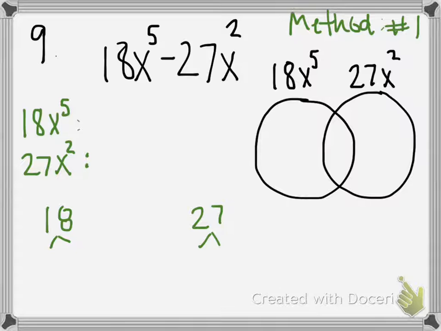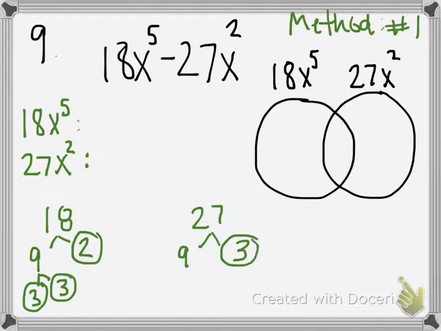So 18 would be 9 times 2. Remember, you could pick any factor pair. 9 splits as 3 and 3, and that completes that list. 27, 9 times 3. 3 is prime, so we circle it, and 9 splits as 3 times 3.